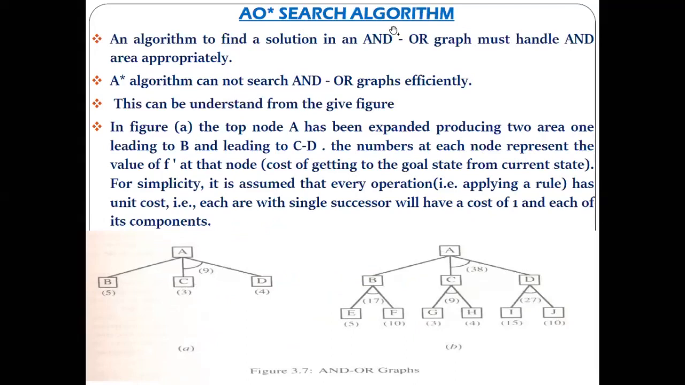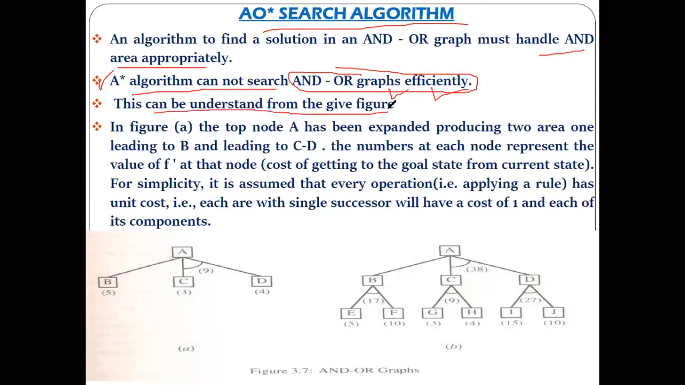Now, an algorithm to find the solution in an AND OR graph must handle this AND OR area appropriately. Okay, that we'll see how it happens. Now A star algorithm cannot search the AND OR graph efficiently. To get the solution using the AND OR graph, it needs to be searched in the proper way. But as I have mentioned here, A star algorithm cannot search an AND OR graph efficiently. Now we are going to prove that here. Let's see how we can say A star algorithm cannot search the AND OR graph efficiently.